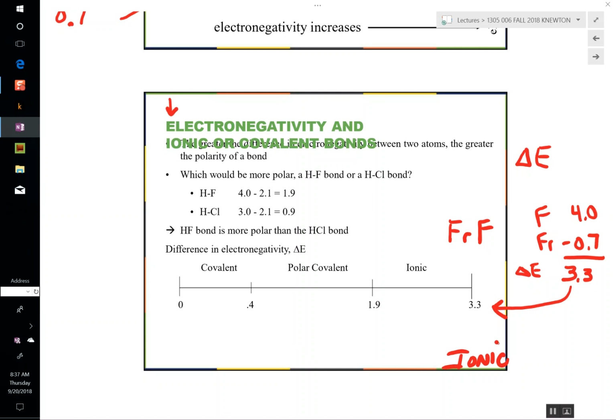All right. So now, let's go down to the other end here. We've got that end fixed. What has a delta E of 0? Give me an example of a molecule that has a delta E of 0.